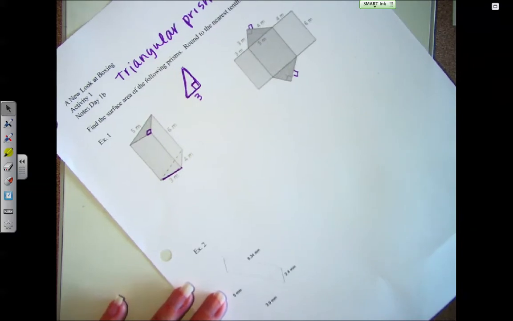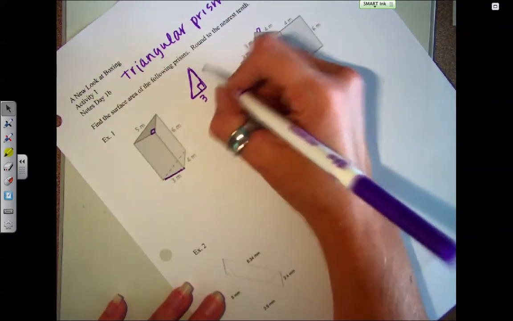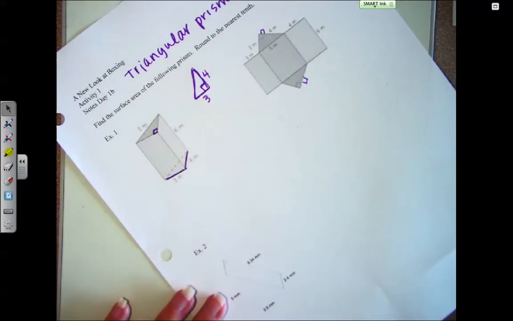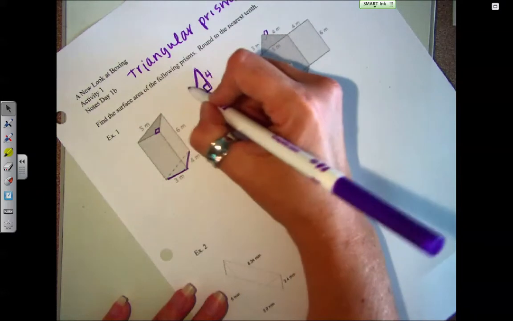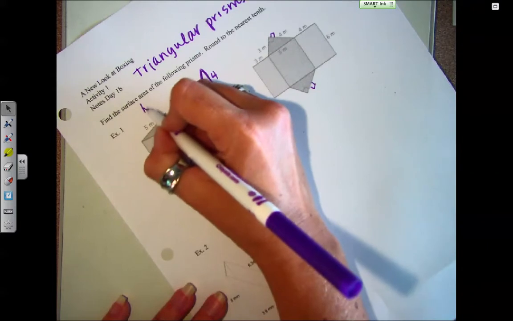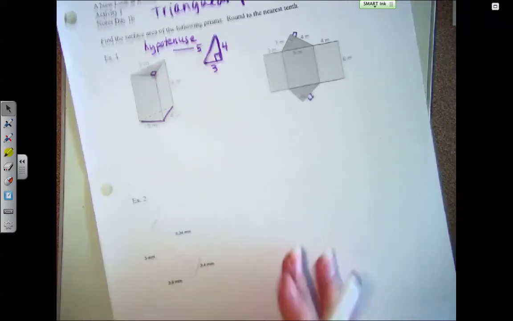What is the height of my triangle? 4. What is the 5? I thought that was the bottom. What does that start with? Yes, very nice. This is the hypotenuse. Hypotenuse is the longest side of a triangle.